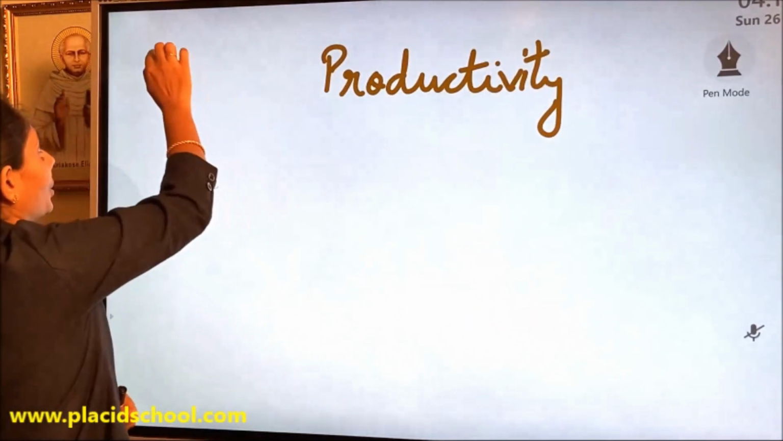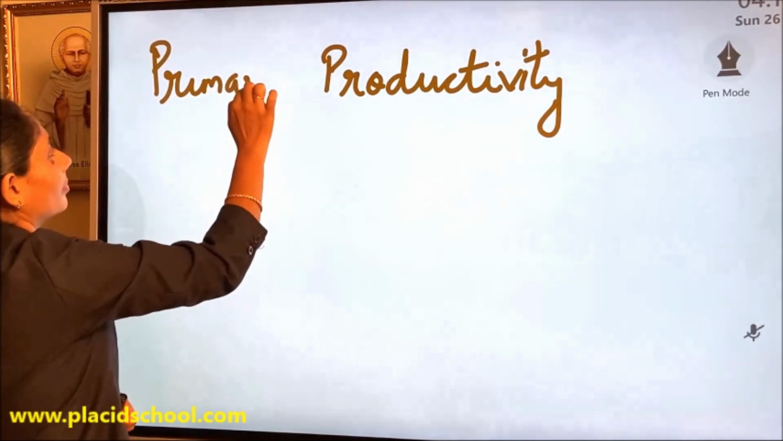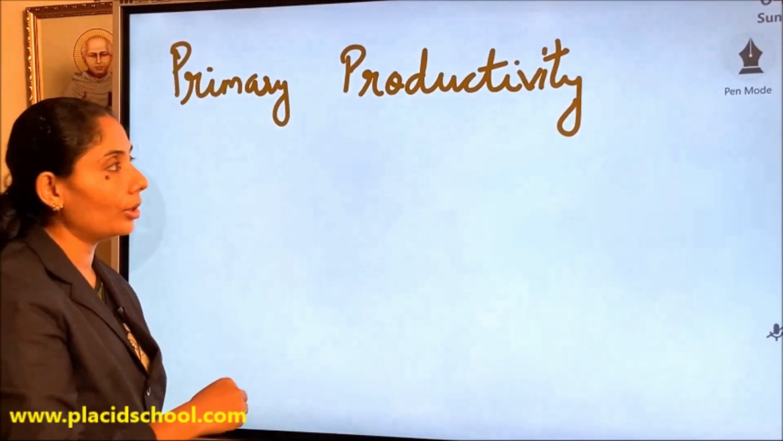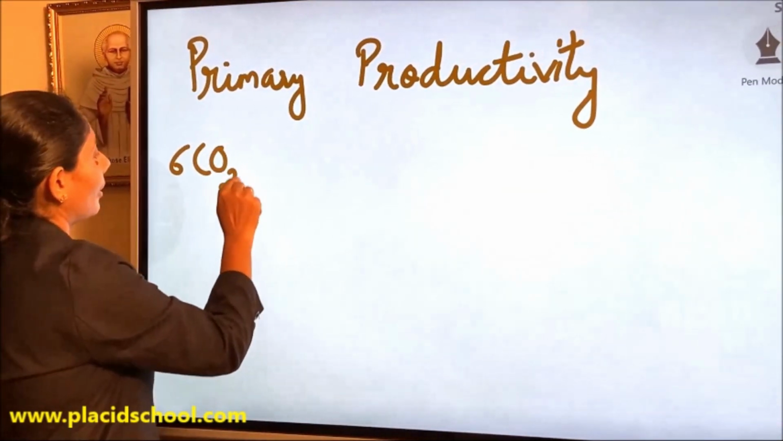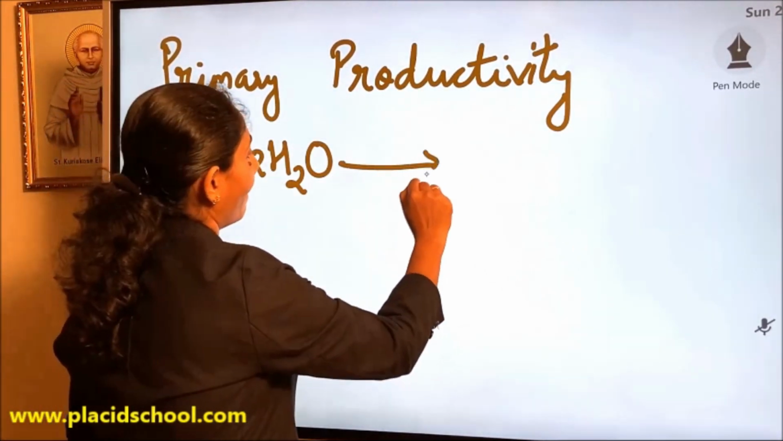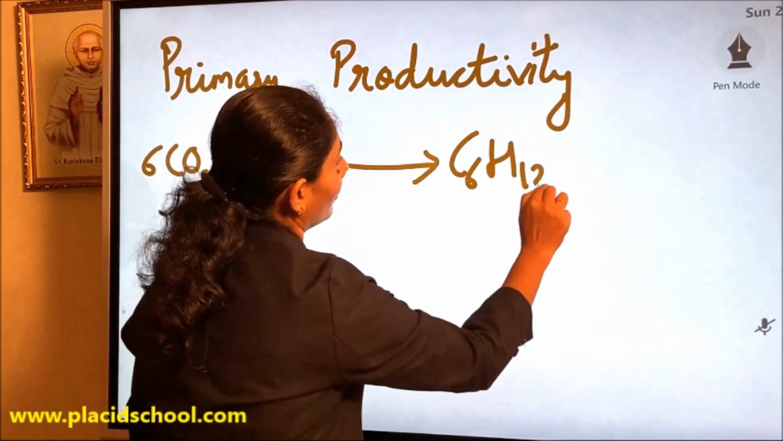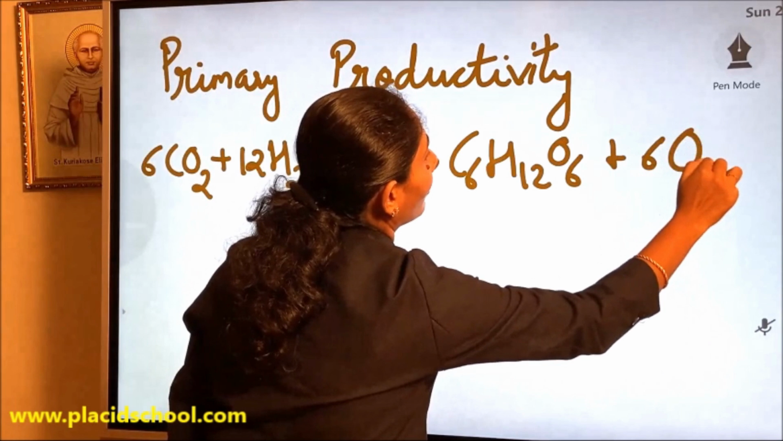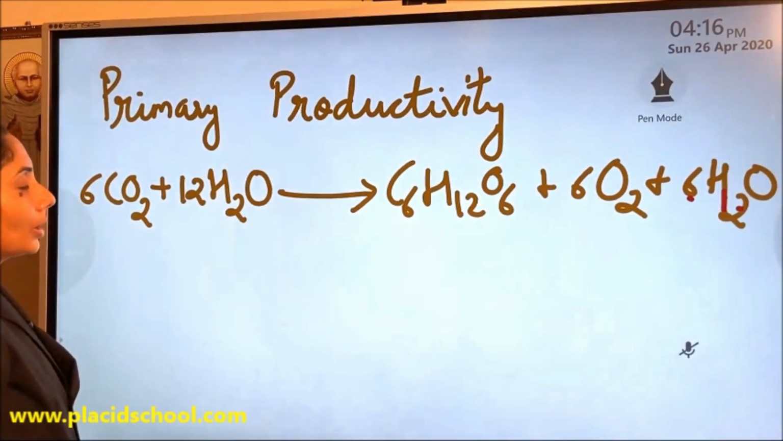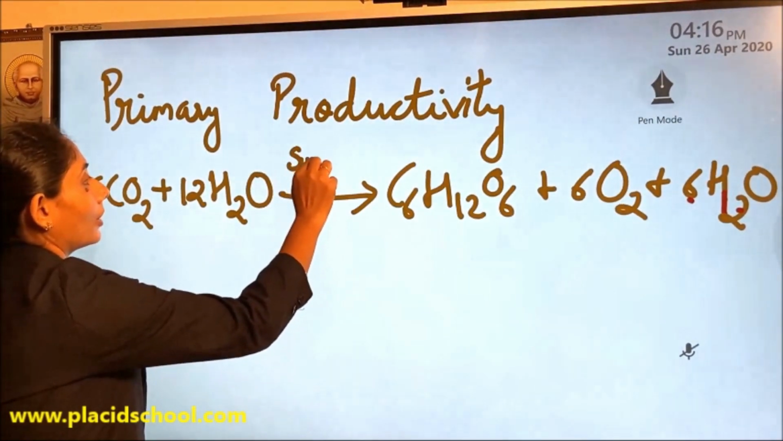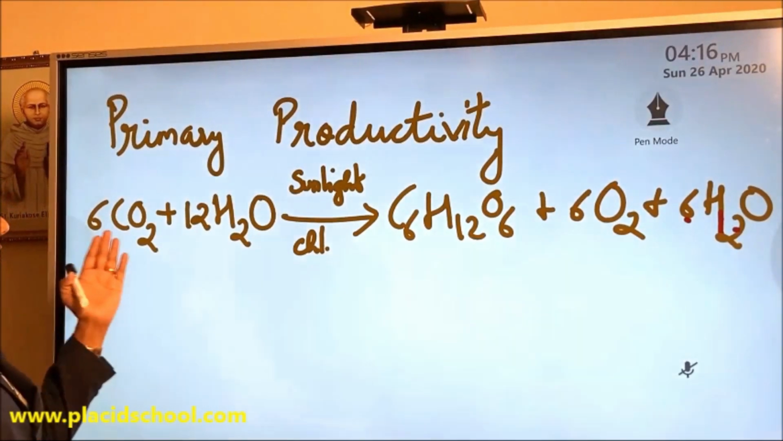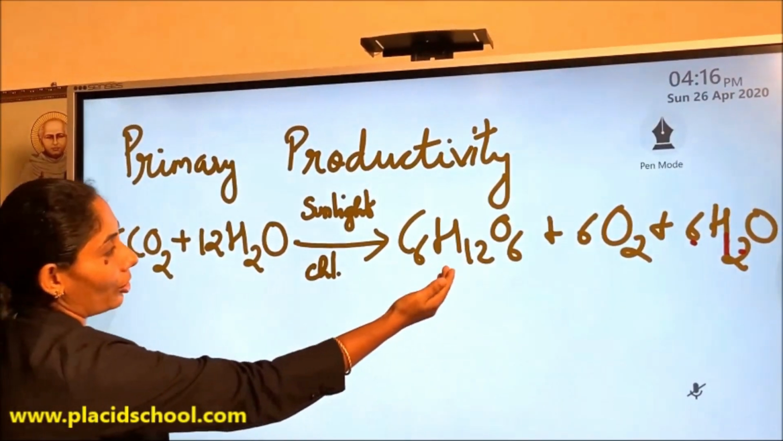So let us understand productivity, and that too primary productivity. Primary productivity is done by plants through a process called photosynthesis. Now let me write the equation for photosynthesis. This requires, of course, sunlight and chlorophyll. So primary productivity is the production of organic matter.